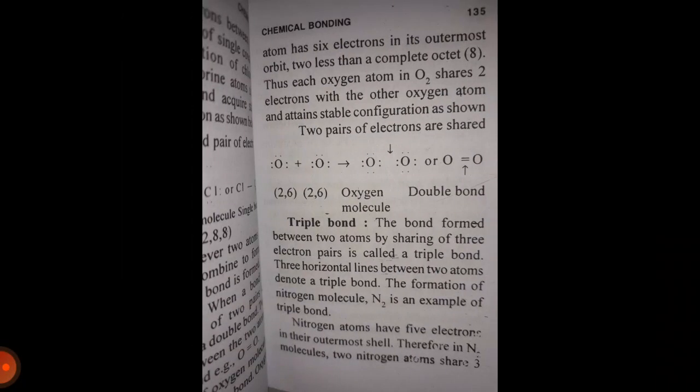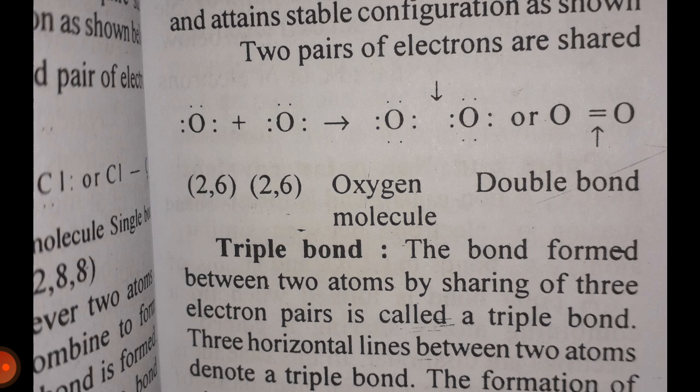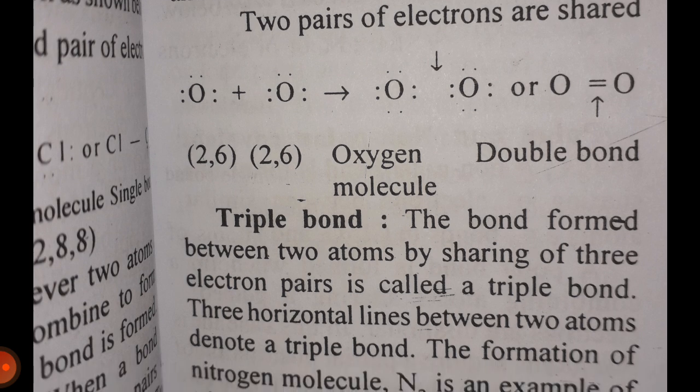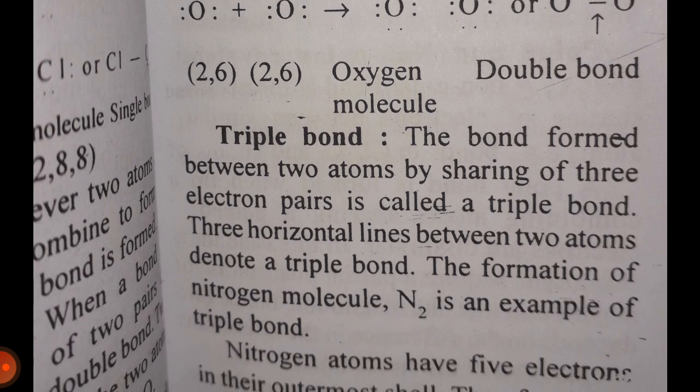An oxygen atom has 6 electrons in its outermost orbit, 2 less than a complete octet of 8. Thus, each oxygen atom in an oxygen molecule shares 2 electrons with the other oxygen atom to reach a stable configuration, as shown. Two pairs of electrons are shared in the O2 oxygen molecule: a double bond.